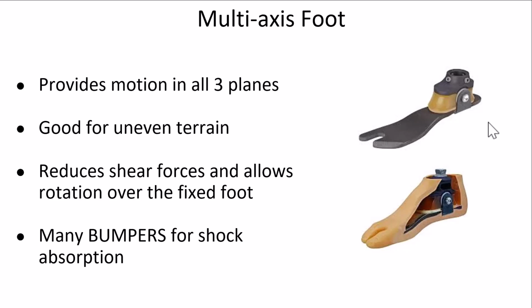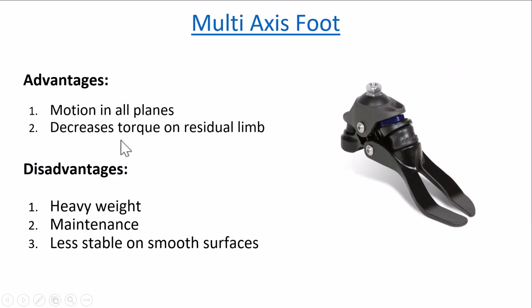It also works well on uneven terrain, as opposed to being only in the household on flat surfaces. That person is going to be out in the community where the terrain isn't always perfectly level. It reduces shear forces and allows for rotation over the fixed foot, and it also has a lot of different bumpers for shock absorption. Advantages are listed here, as well as disadvantages of this multi-axis foot. For now, I'd just like to have you watch the video on this kind of foot.